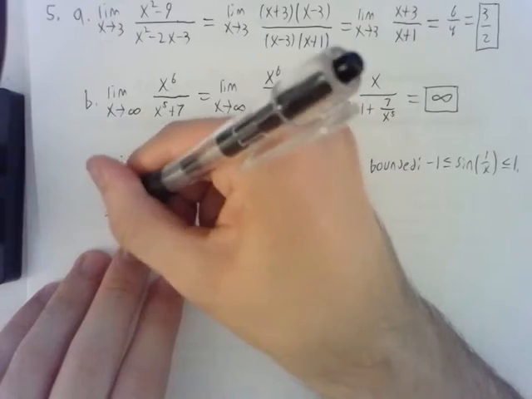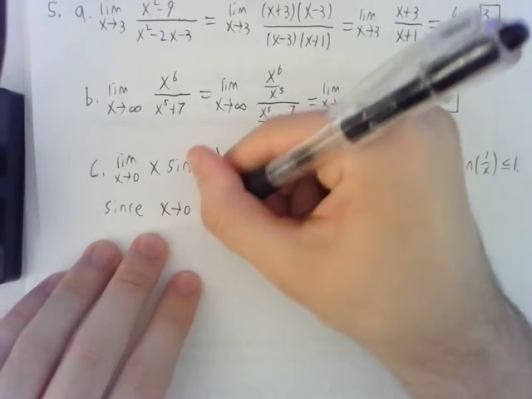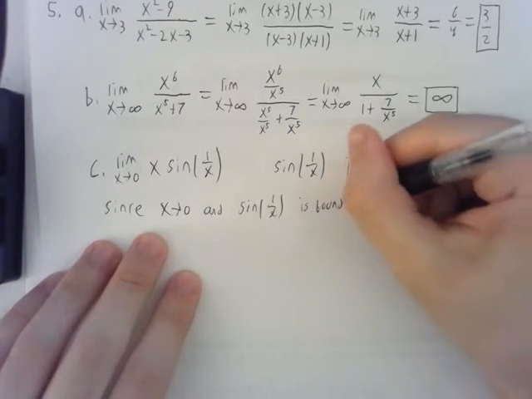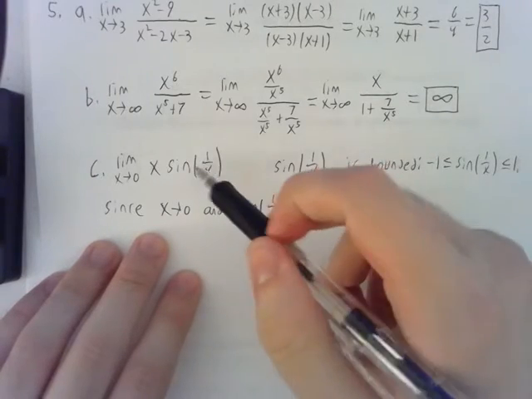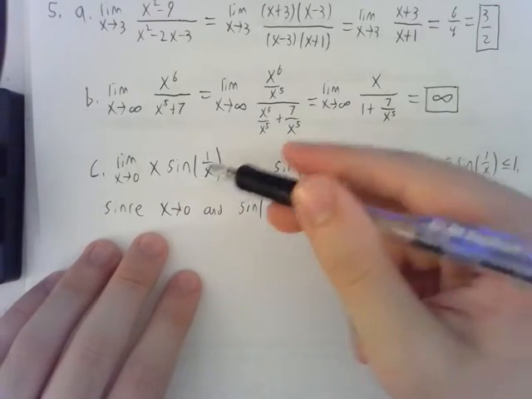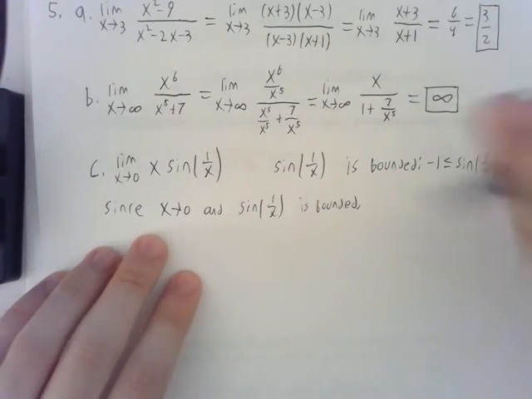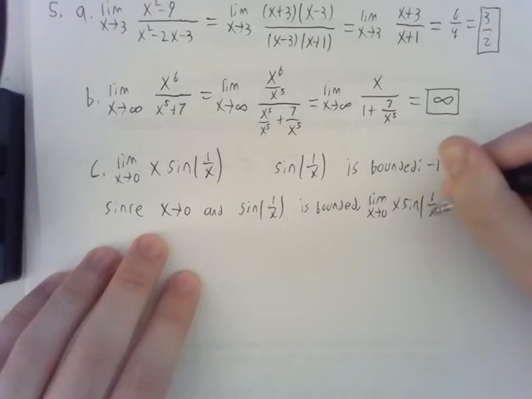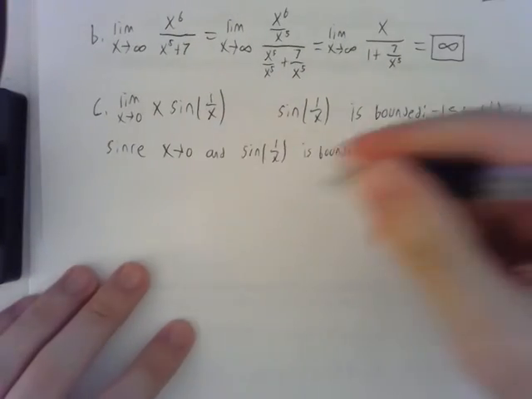So since x goes to 0, and sine of 1 over x is bounded, that means that we have something really close to 0 times something between negative 1 and 1, and as x gets closer and closer to 0, the entire thing will get closer and closer to 0. So that means that the limit is equal to 0. And to maybe give you more intuition about what's going on, let's look at the graph of this function.